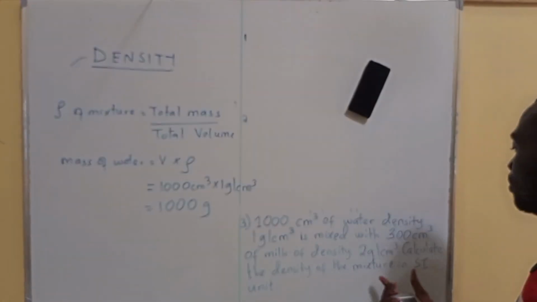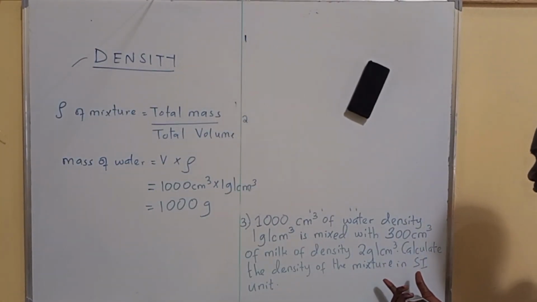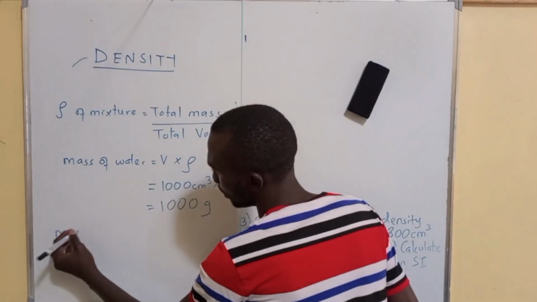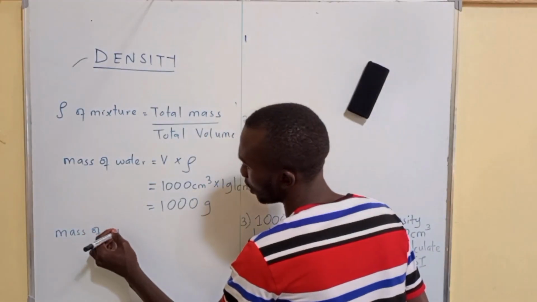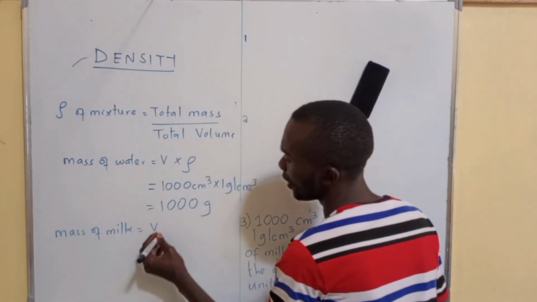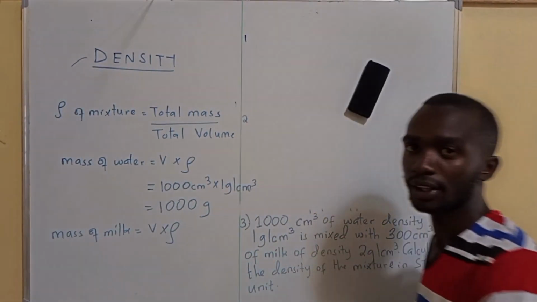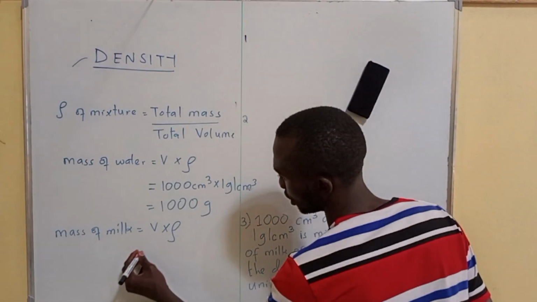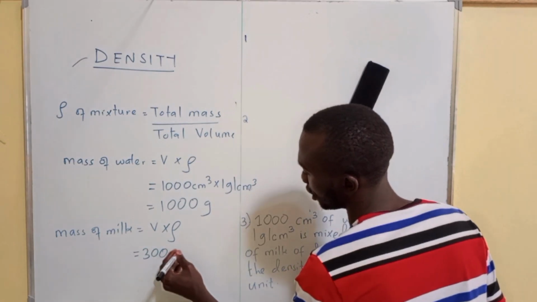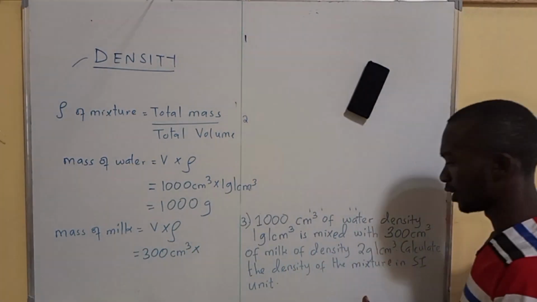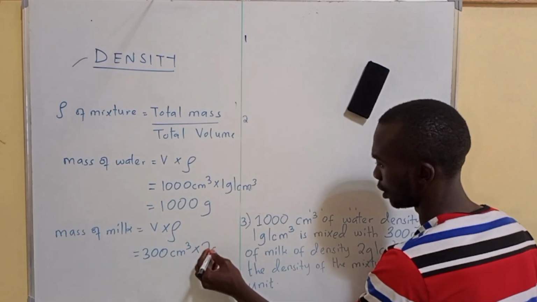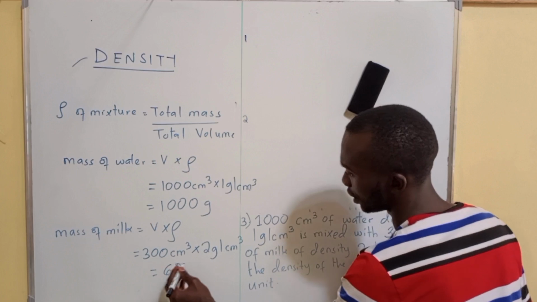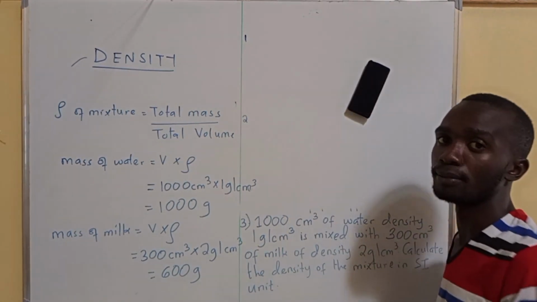Now the mass of the milk. So the mass of milk also is equal to the volume of the milk multiplied by the density of the milk. The volume of the milk, which is 300 cubic centimeters, times the density of the milk, which is 2 grams per cubic centimeter. So this one gives 600 grams. That is the mass of the milk.